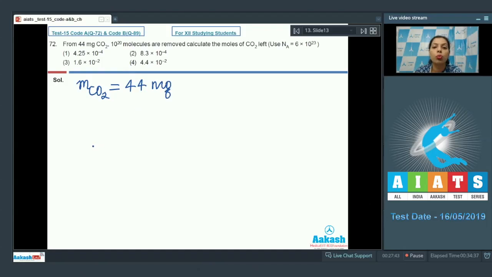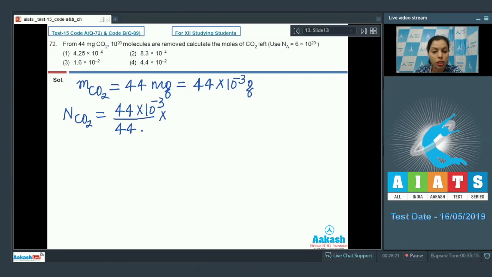But to convert it into moles, what do you need? You need mass in grams. That's why I'll just change it. It becomes 44 into 10 raised to the power minus 3 gram. With the help of this, I can find out the number of molecules of CO2 also. So the number of molecules of CO2 would be equal to given mass by the molar mass of CO2. That is 44, you know that. And just multiply what?